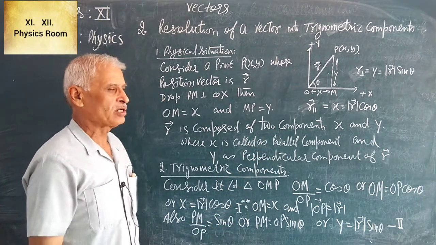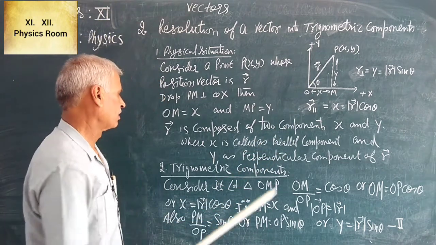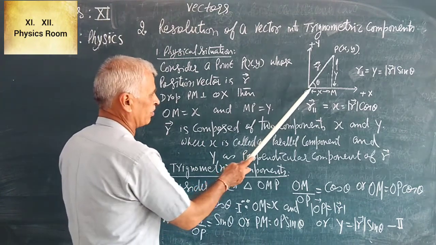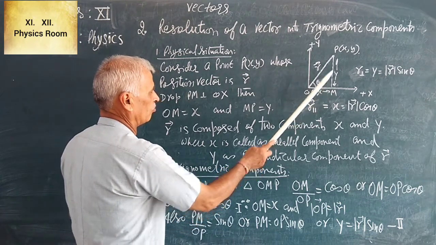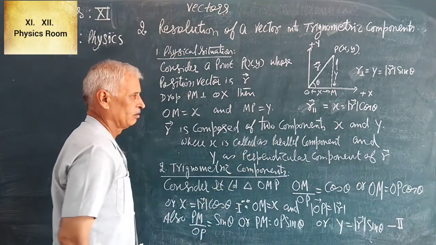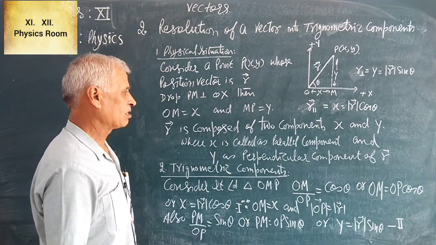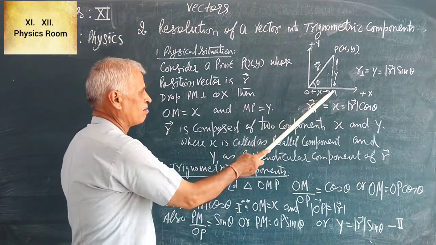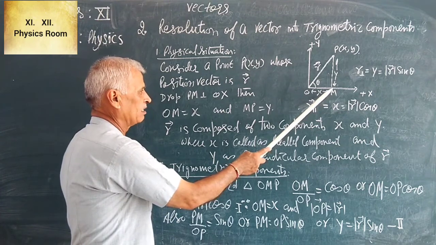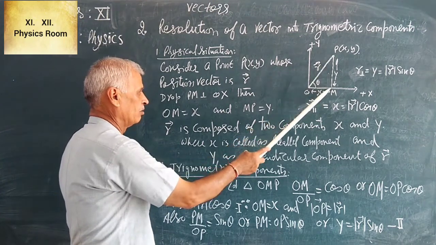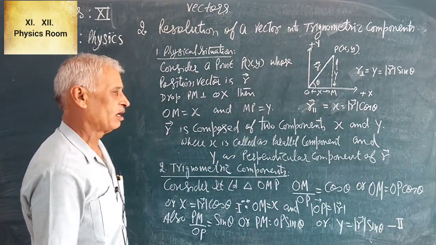So, r is composed of two components, x component and y component, where x is called the parallel component and y is called the perpendicular component of r.